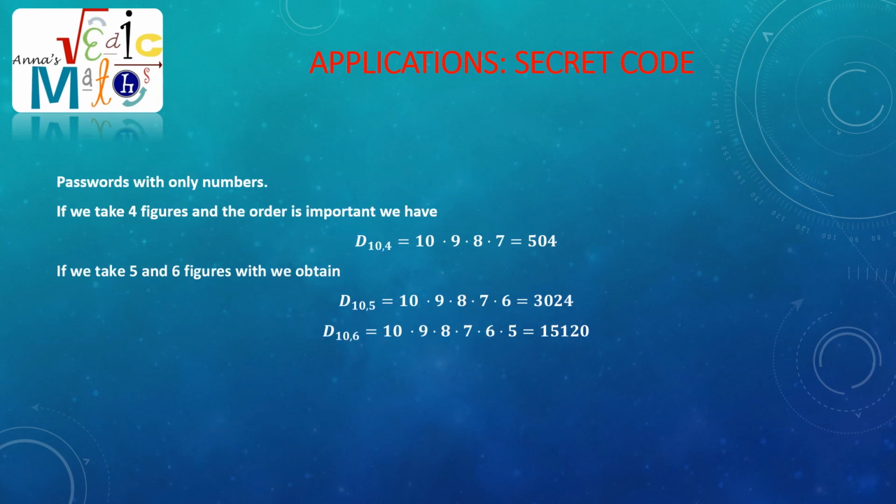If the order of the figures we take is important, we have to use the disposition. So, the disposition of 10 elements taken 4 at a time is 5040. If you take 5 figures, the disposition of 10 elements taken 5 at a time is 30240. If we use 6 figures, the disposition of 10 elements taken 6 at a time is 151200.